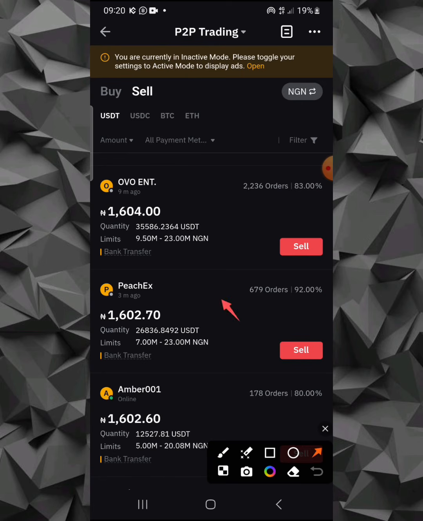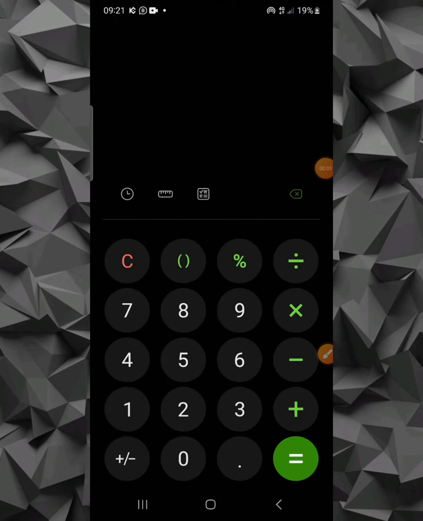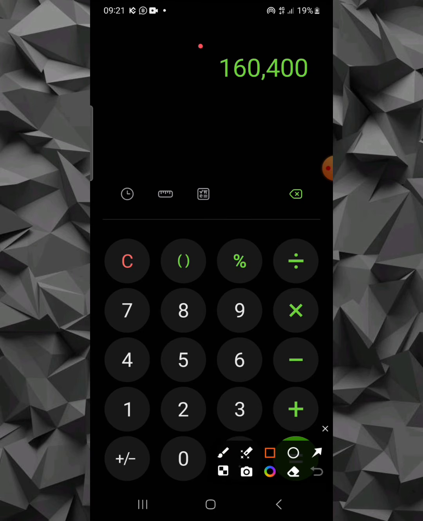If you are going for this particular guy and you want to sell your USDT for 1,604 naira, let's do the basic calculation, guys. If you are selling your 100 USDT at the rate of 1,604 naira on ByBit, take note you are selling directly, okay? You don't need to be a merchant. Now, as you can see, this is the amount you're going to be receiving, a total of 160,400.